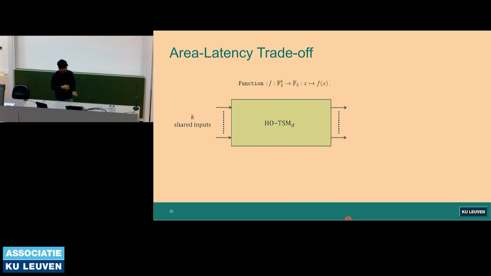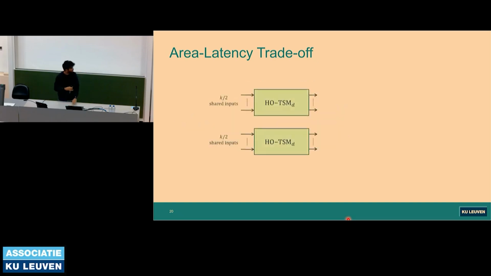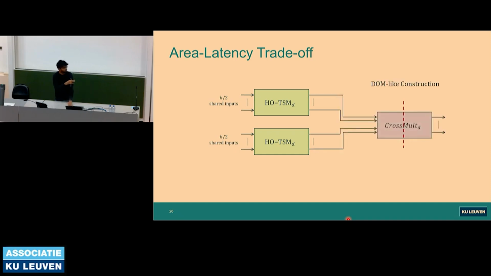Instead of doing this, I could split them into 2 halves of k by 2 inputs. Now it's like a smaller box which occupies less area and also less randomness. And then I need an additional stage after this to combine these two outputs of these 2 blocks to get the output. So for this, we use a DOM-like construction, which is because it's cheaper and it's not as secure as the HOTSM blocks, but it's fine. I'll explain it later. So security-wise, yeah. As a result of doing this, I have a big decrease in area and randomness, but the latency increases by 1, which is the sacrifice that we make.